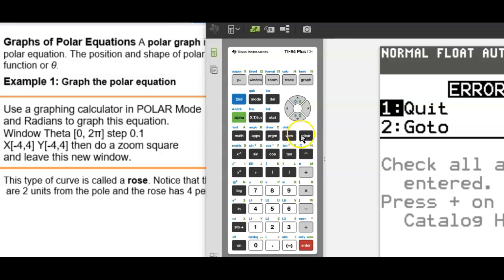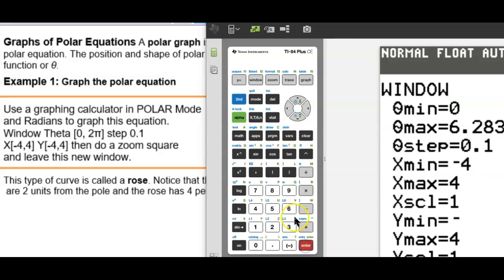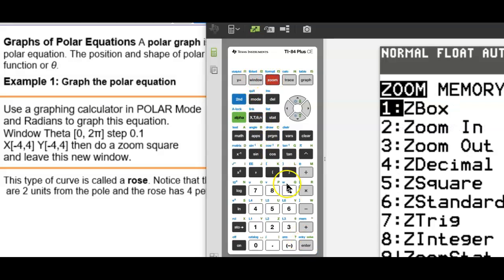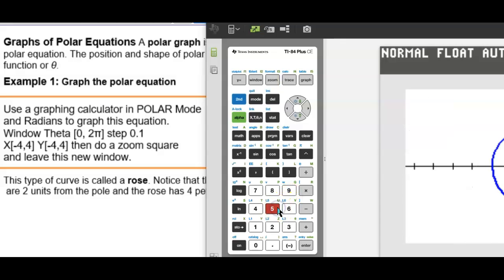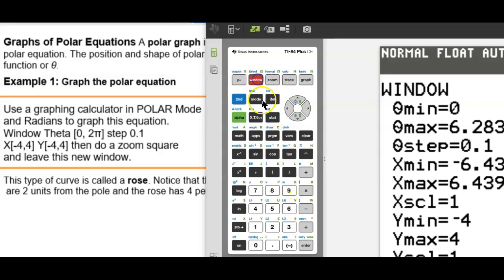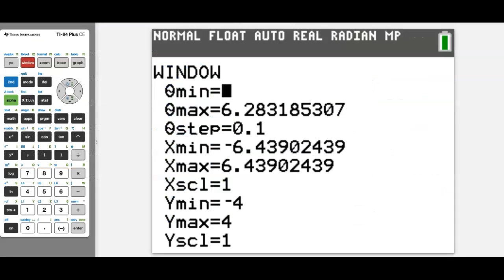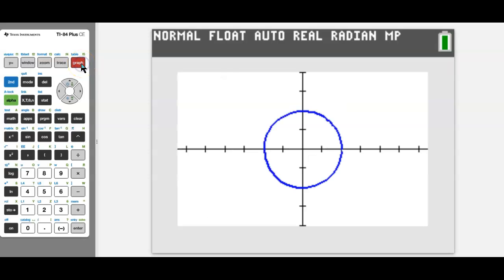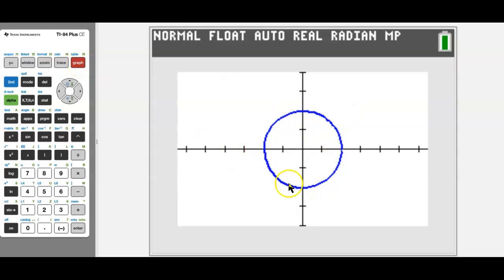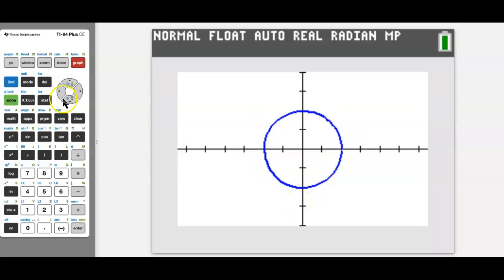Oops, well, I still don't. If I do go to, it should show me exactly where the problem is. There we go, negative 4 to 4. Now, if you do a zoom square, it actually will change your window a little bit. It'll change the x's, but that's okay. It's just making the scale the same going across as it is up and down, because you want this to look like a circle. If you didn't do the zoom square, it would be oval shaped.